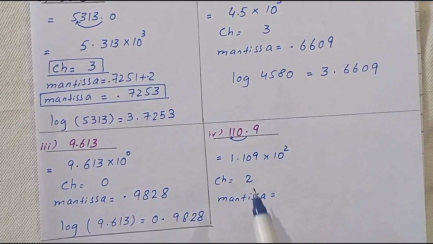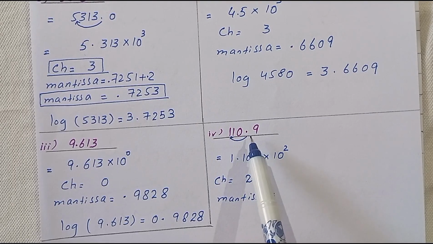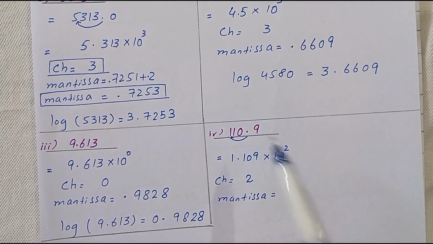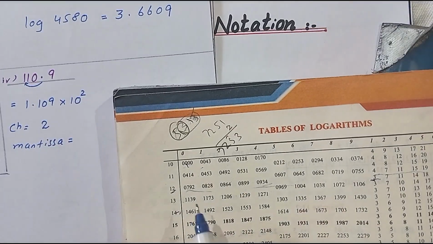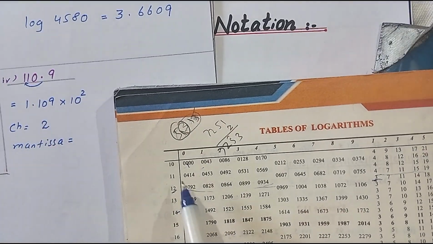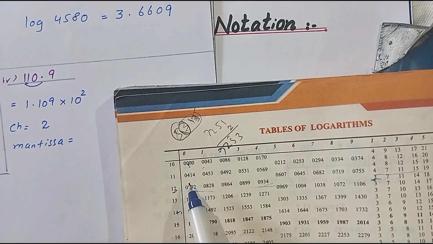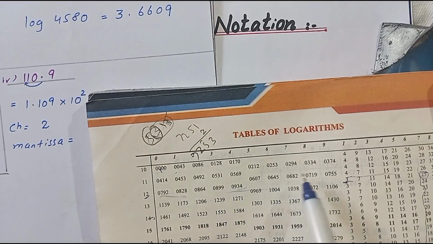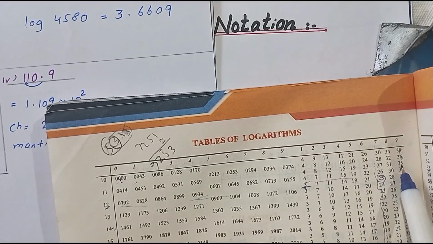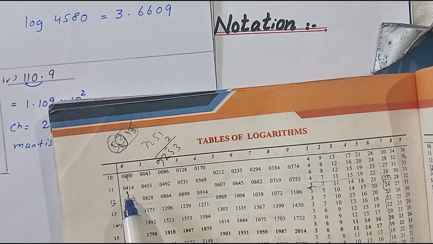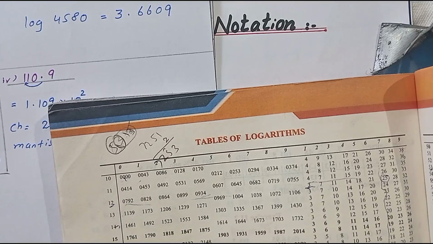For the mantissa we have to look in the log table, the value of 11 in 0 and add the 9 column value. Now look in the log table, the value of 11 in 0 is 0414, and looking in column 9 the value is 35. So we have to add 0414 and 35, which gives the required mantissa.